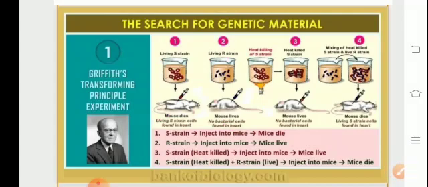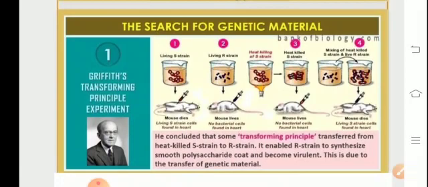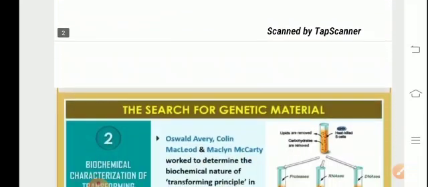So that gave the clue to Griffith that there is some material which is acting as a genetic material and is getting transferred from the S strain and conferring the property of the S strain onto the R strain. By these observations, when he did the experiment on mice with Streptococcus pneumoniae, he came to the conclusion that there is some material which is referred to as the transforming principle, which is getting transferred from the heat-killed S to the R strain, and that enabled the R strain to become virulent. That is because of transmission of some genetic material.